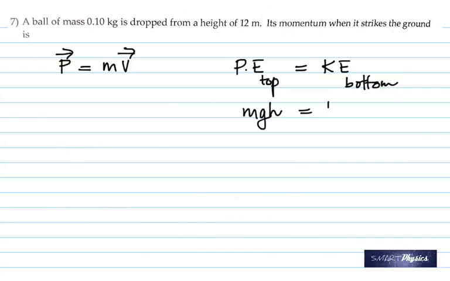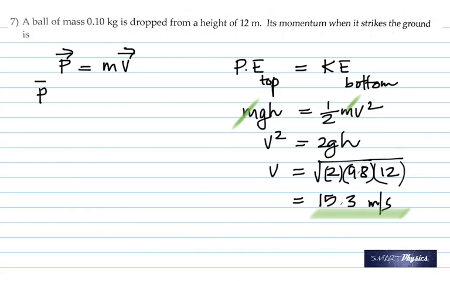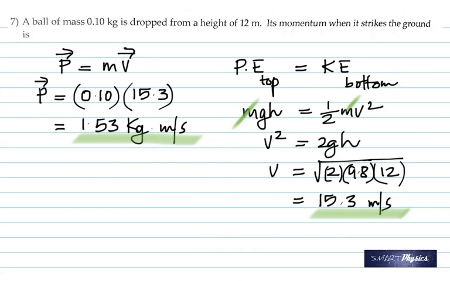Potential energy is mgh. It's equal to 1/2 mv squared. Square root 2gh. That is 15.3 meters per second. So momentum is 0.10 times 15.3, which is 1.53 kilogram meter per second. So that is the momentum.